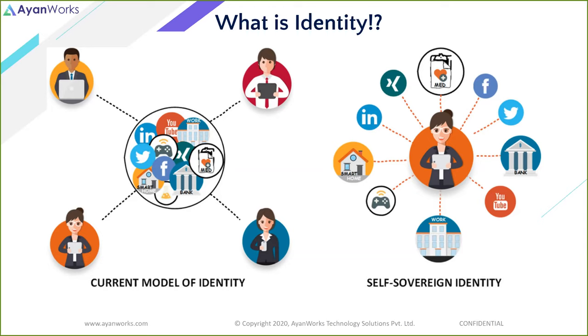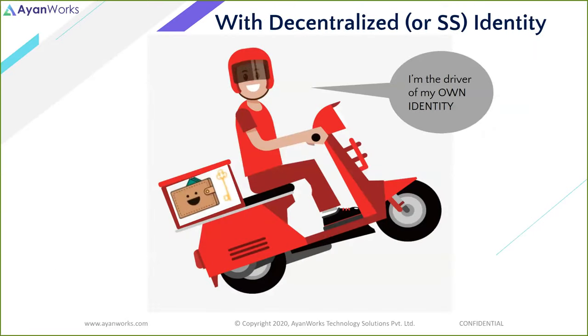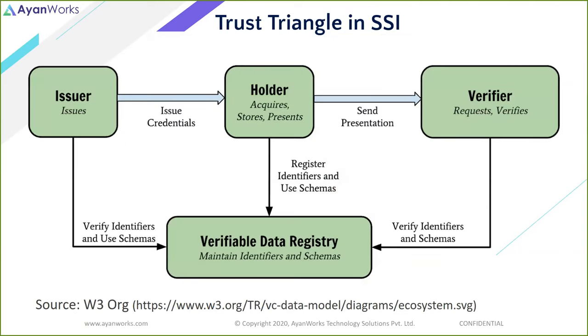Moving on to self-sovereign identity, which says that as a user, I will be the owner of my own identity. All the other organizations are the issuers that give me the identity, but I will own the identity whole and soul. This is what self-sovereign identity, or SSI, is about. With this decentralized identity concept, I will be the driver of my own identity. I know when to share, what to share, how to share, and why I want to share with someone else, without the identity provided to me being forged.